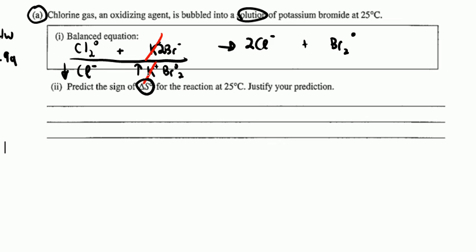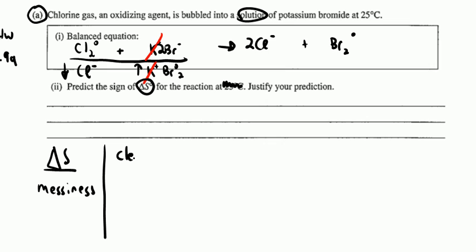Okay, so let's predict the sign of delta S. This is something that we're going to learn later. Don't need to worry about this 25 degrees Celsius. That just tells us that the reaction's at room temperature. So delta S basically stands for what I like to call messiness. I'm not sure if I spelled this correctly, but it really is looking at whether or not the reaction is getting messy or clean.